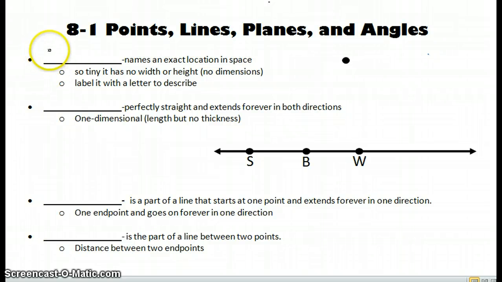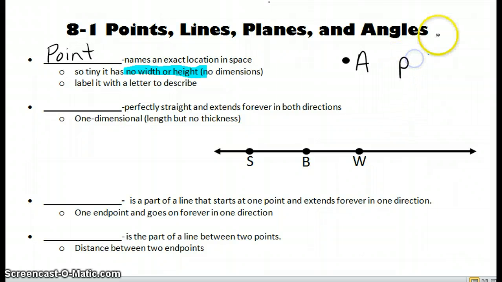Our first vocabulary word is the word point. A point names an exact location in space. It is so tiny it has no width or height. There is no dimension. And we label it using a letter to describe it. I could have point A with the symbol dot, or I could write the word point and then specify which point I'm talking about with a letter.